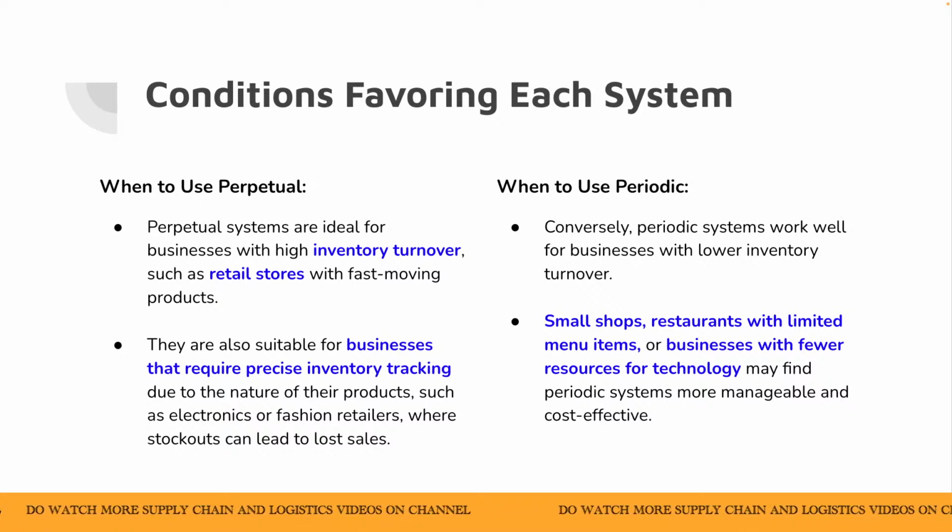But when to use the periodic system? Small shops, restaurants with limited menu items, and businesses with fewer resources and technology. Small-scale business owners who do not have much money or resources can go with the periodic inventory system, and it will help them, because they don't need to put in money and still they will get the benefit, since the nature of their business is such that they do not need a perpetual inventory system.